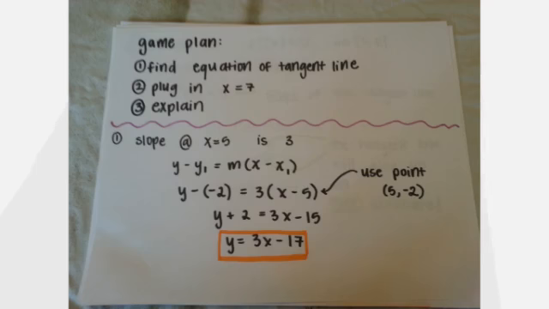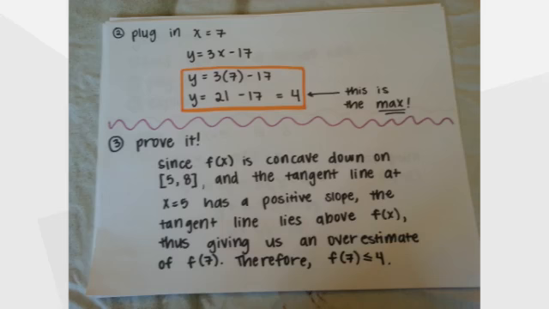Since we know that the slope of the tangent line is 3, we can find the equation through point-slope form. y minus y1 equals m times x minus x1. For our point, we must use 5, negative 2 because that's the point at which there's a tangent line. We plug and chug, and finally we get the equation as y equals 3x minus 17.